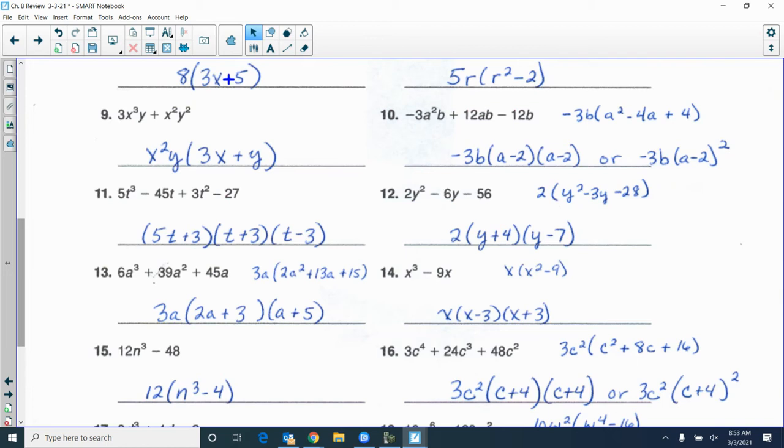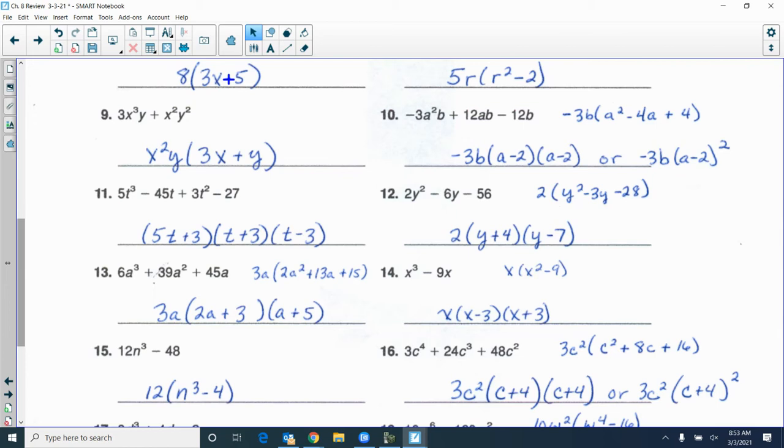All right, so then 3A goes out front, and I'm going to be left with 2A squared, 13A, and 15, right? Okay, so now I take out that GCF. But like we told you yesterday, there's another step here. I'm going to ignore this piece. I'm not worried about this right now. All right, I'm done with it.